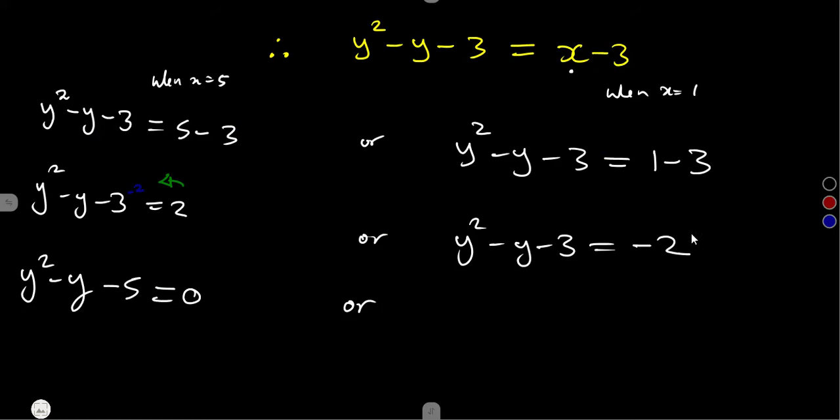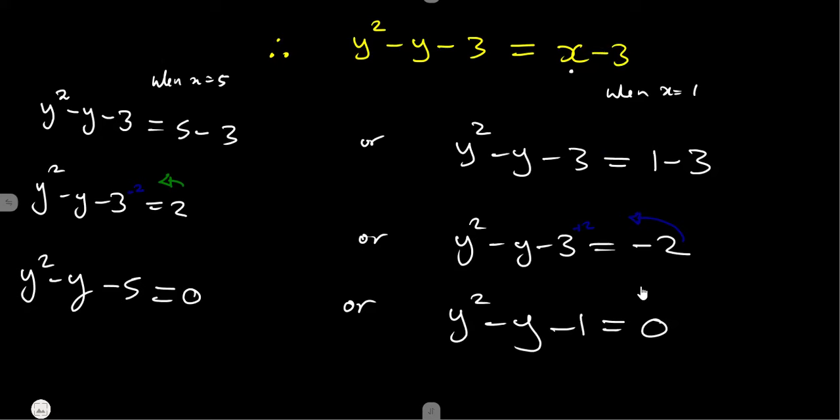Again, just like the previous case, the minus 2 to the other side is going to give us a positive 2. So meaning to say, guys, we're going to have y squared minus y, minus 3 plus 2, which is minus 1. That's equal to 0. We have two equations.